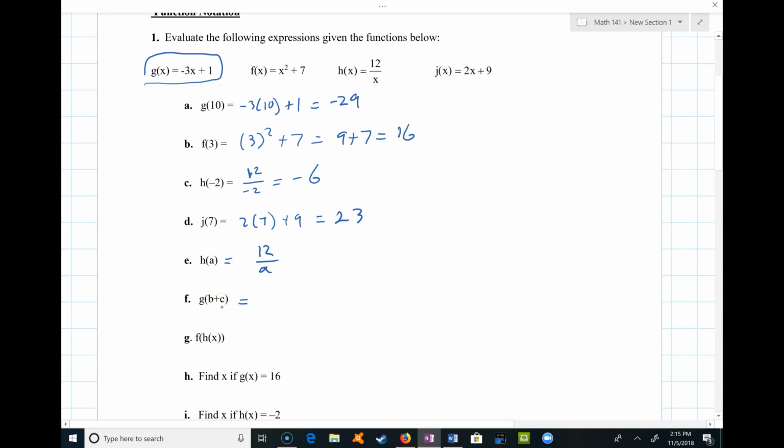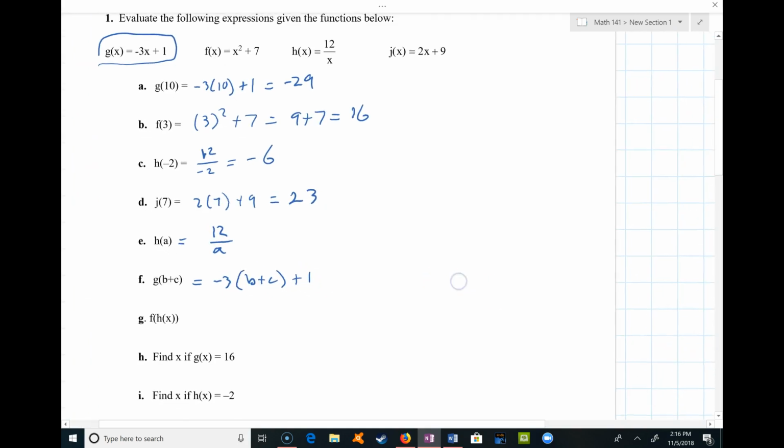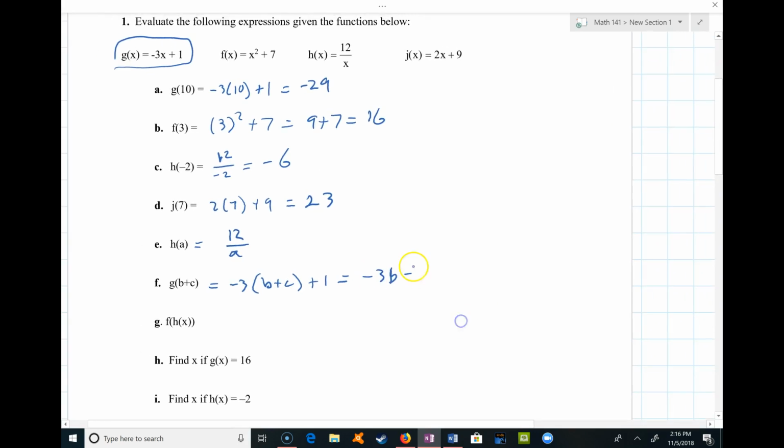Here's the g function, so I go to g, and this would be negative 3, and in place of x, I'm going to put b plus c plus 1. Of course, again, I simplify if I can, so that would be negative 3b minus 3c plus 1. And that's as much as I can do. I can't simplify because there are no like terms there.